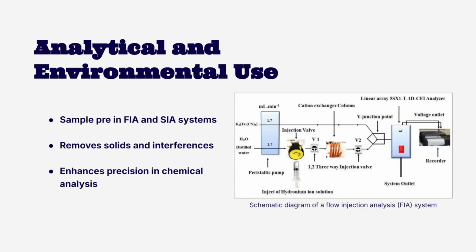Finally, getting into more analytical and environmental use, dialysis is also employed in analytical chemistry for sample preparation. Two examples of this are flow injection analysis and sequential injection analysis. Starting with flow injection analysis, or FIA, dialysis membranes are integrated into FIA systems to remove interfering substances, enabling accurate analysis of components like phosphates and chlorides in complex matrices.